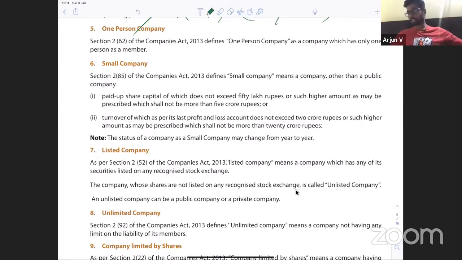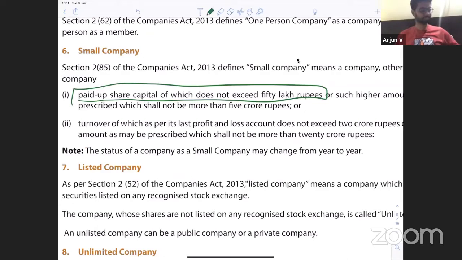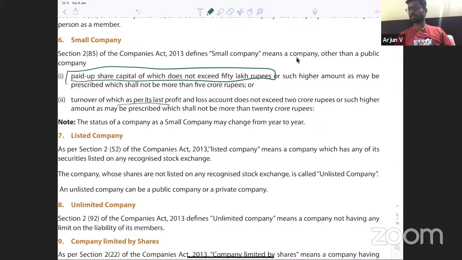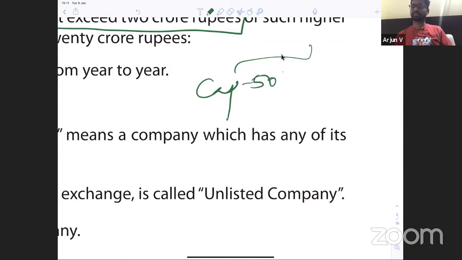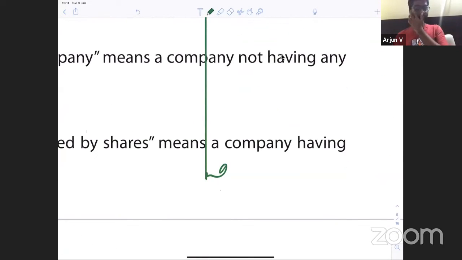Second one, there are two restrictions with it. Remember this, the paid up share capital of the company, that is the total capital of the company, cannot be more than 50 lakh rupees. Clear? Second, the profit and loss account. What do you mean by turnover? Turnover means revenue. So the revenue should not exceed 2 crores. Clear? So there are two restrictions. The capital can be 50 lakhs and the revenue should not exceed 2 crores. Till that time, we call them as small company. Are you all clear till now?